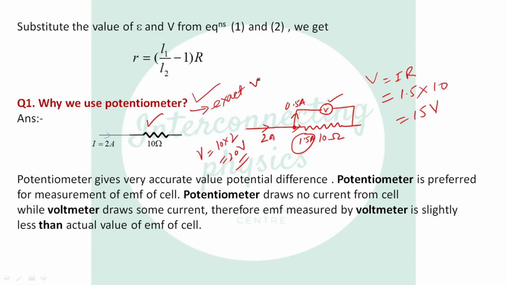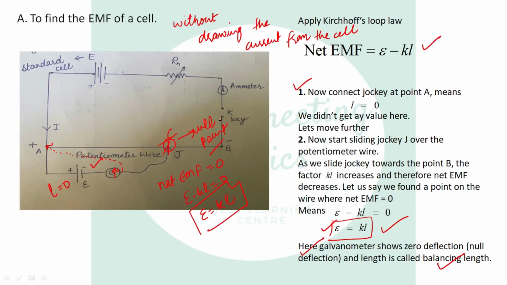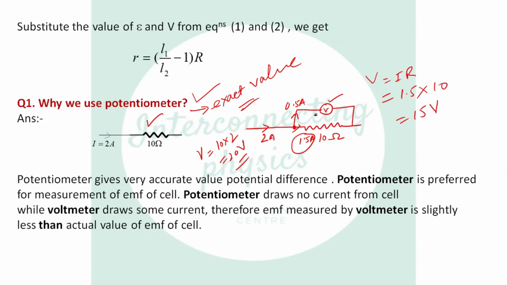Because in the case of a potentiometer, no current is drawn from the cell. You see here, we didn't draw any current from this cell, but we measured the value of the EMF of this cell. But a voltmeter always draws some current, so there will be a potential drop across the voltmeter. That's why a voltmeter always gives a lesser value of the potential difference. So that's why we use a potentiometer.